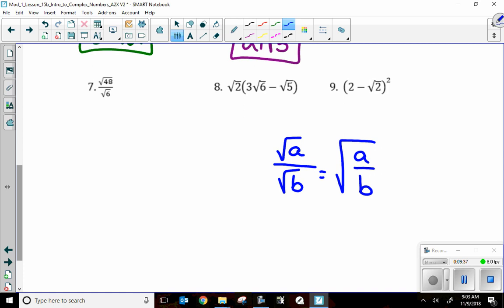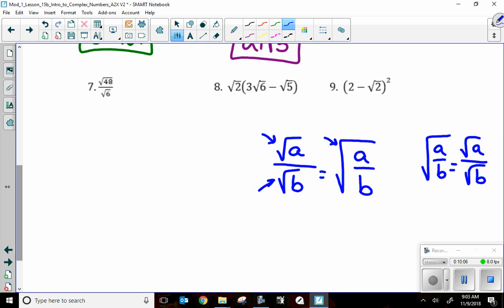I can take that fraction and put it underneath 1 radical. If I have radical top over radical bottom, okay, and they're the same root, they're both square roots, I can put that 1 fraction underneath 1 square root. And vice versa. If I had the square root of a over b, I can break that up and say square root of a over square root of b. That works both ways. All right?